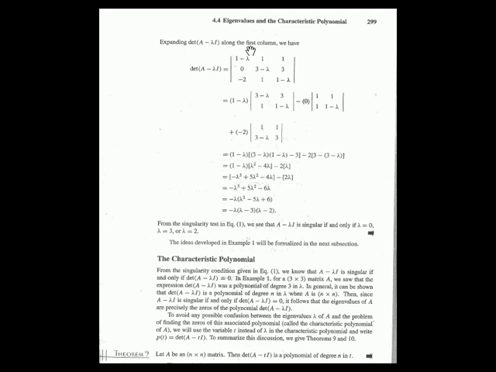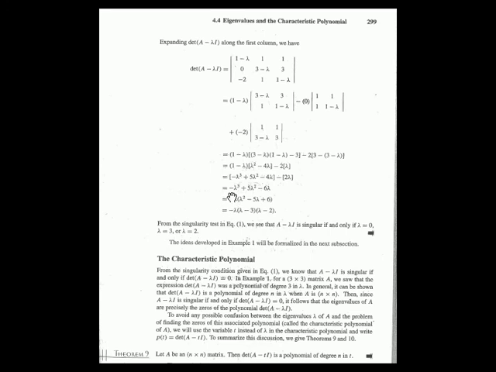By the way, they've expanded along the first column here. I haven't talked about that. Basically, the determinant of A is the same as the determinant of its transpose, and they saw they could make it a little simpler by calculating basically the determinant of A transpose minus lambda I.